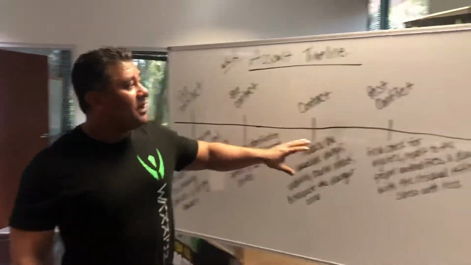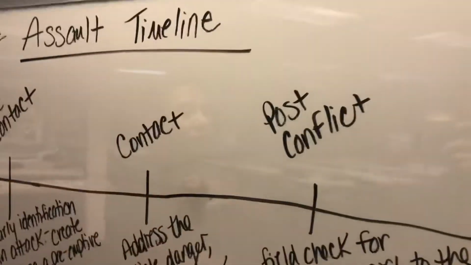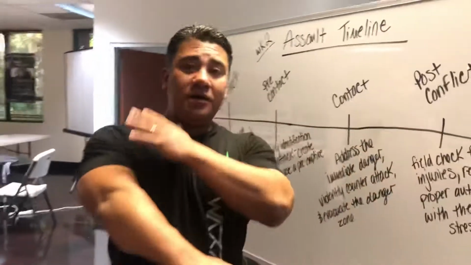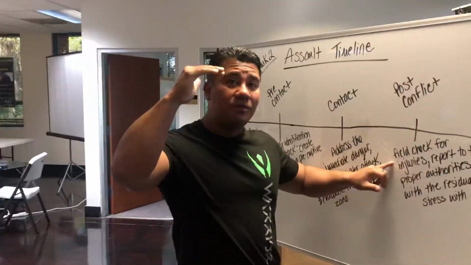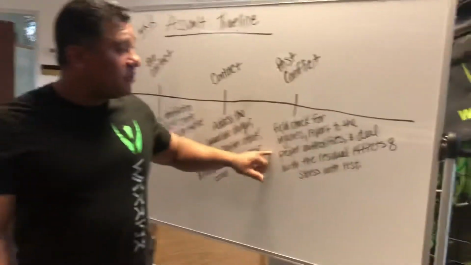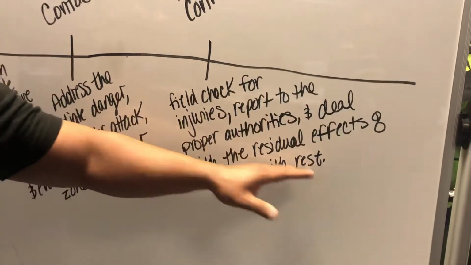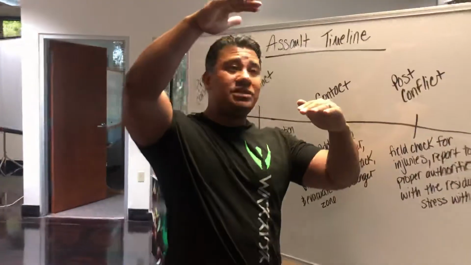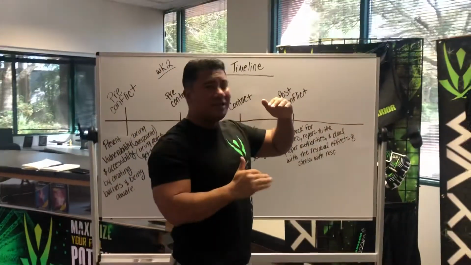Finally, post-conflict, once we get away from the danger zone, initially we're going to do a field check for injuries, meaning we're looking for blood or any extra holes, because once we get adrenalized, our pain threshold is going to increase, and we're not going to realize how damaged we are. We need to make a report to the proper authorities, and then deal with the residual effects of stress with rest. Again, as adrenalized as you get, once that dissipates, you're going to have the reciprocal effect, meaning you're not going to drop to your baseline, you're going to go past that.